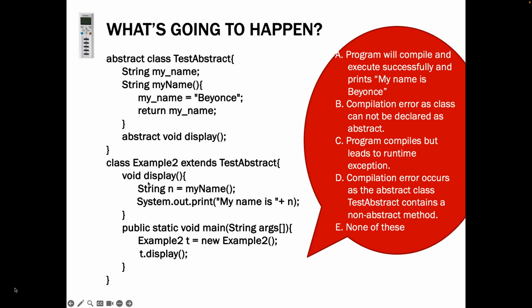Okay, so here in main, we create a new example 2. There's no constructor, but there's no constructor in test abstract either, so that should be fine. We say t equals new example 2, totally cool. We say t.display, and here we go into the display function, which exists. We say string n equals my name. We have a function for my name, and it says just return Beyonce. So it should say my name is Beyonce. It should compile and execute successfully.